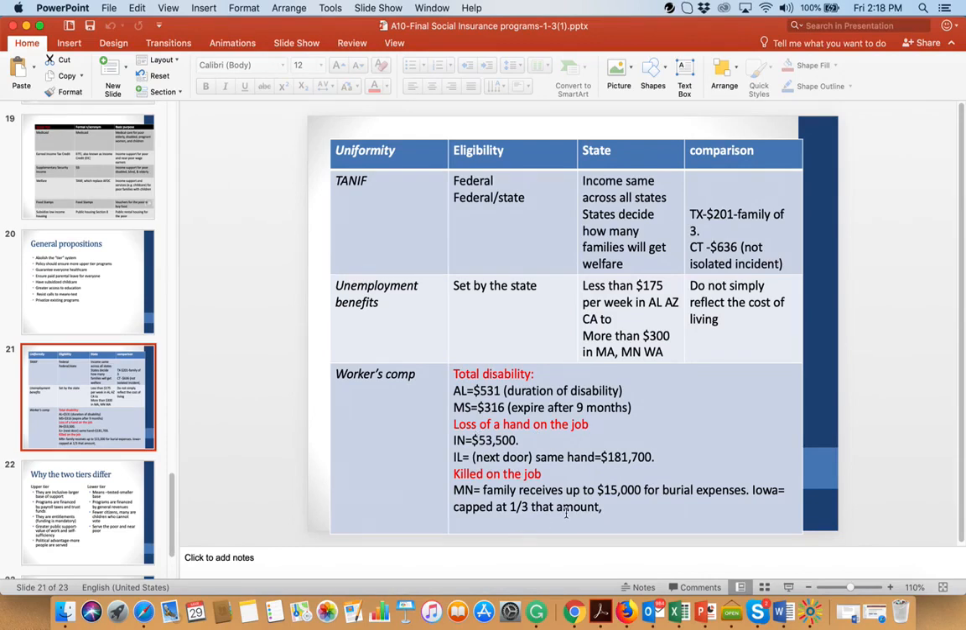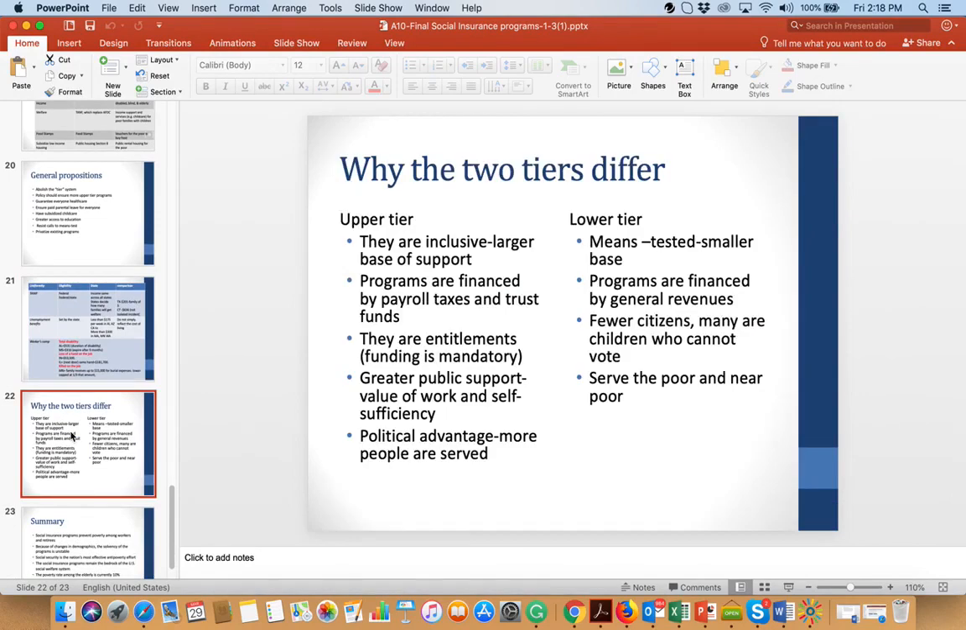How about if you are killed on the job? In Minnesota, the family receives $15,000 for burial expenses. In Iowa, they only receive a third of that amount. So it varies from state to state. So why do you have two-tier systems here? The upper tier is inclusive, the lower tier is means-tested, so study that.